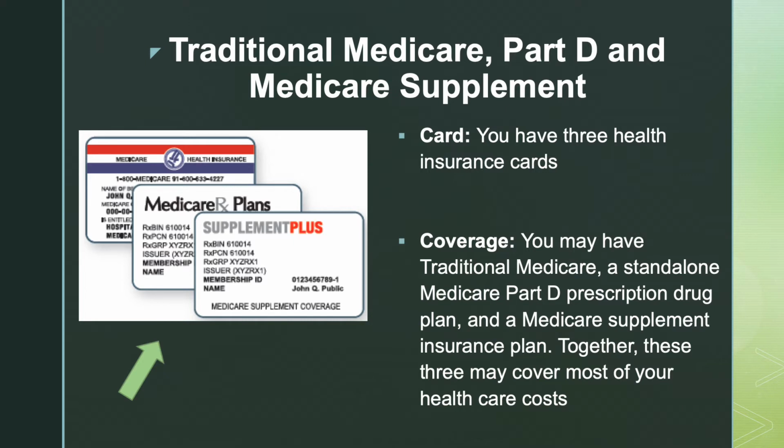If you choose to enroll in the traditional Medicare plan, you will also need to enroll in a Medicare Part D prescription drug plan. After you enroll, you will receive a separate card for your Part D coverage. These 3 cards, the traditional Medicare card, your supplement card, and your Medicare Part D prescription drug card, may cover most or all of your out-of-pocket expenses for traditional Medicare.